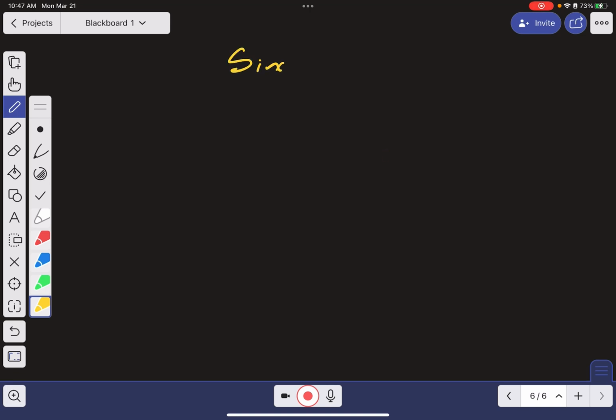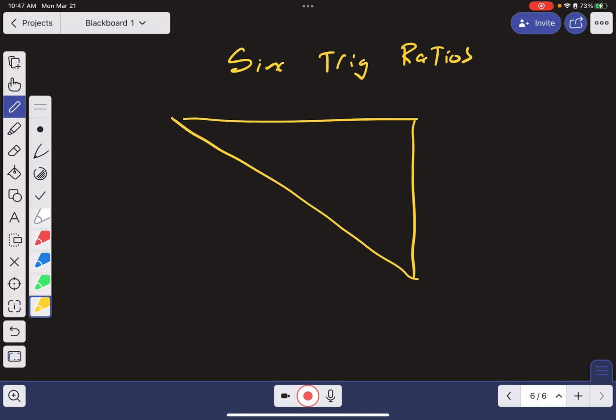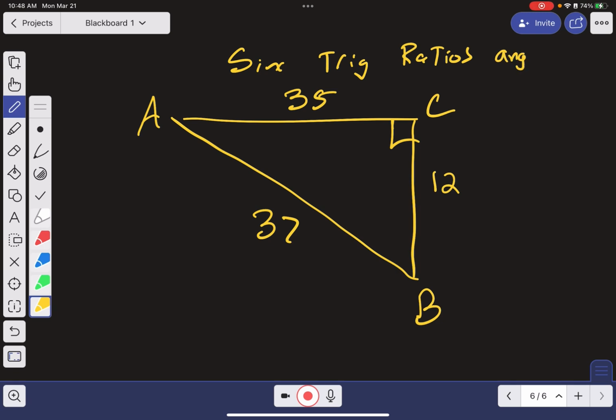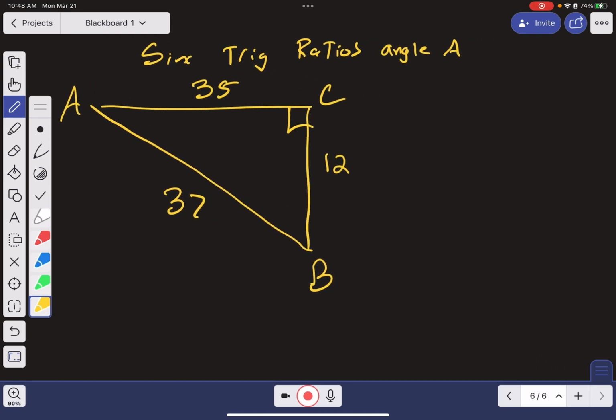So on your own, I want you to find the 6 trig ratios. That's angle A, that's angle C, that's angle B. Let's go with 12, 37, and 35. I want you to find the 6 trig ratios. So write the 6 trig ratios for angle A.